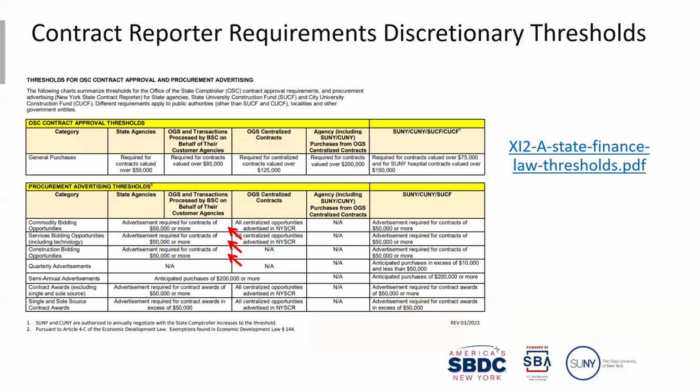This is the threshold information as to when companies will need to post their contract on the Contract Reporter. I realize it's busy. I just wanted you to see what it looks like when you pull it up. The bottom line is that if the contract is for $50,000 or more, it needs to be published in the Contract Reporter for the New York State. And again, that's the link. So when you do get the slides, you'll have access to these links.